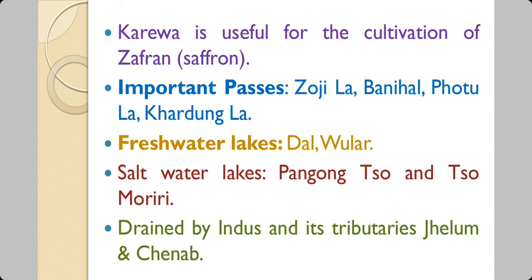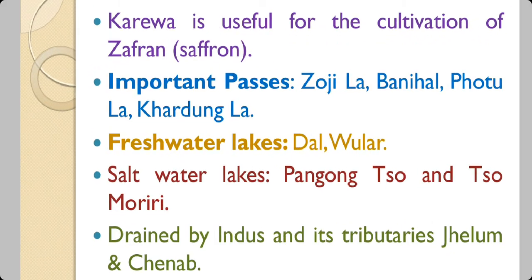Passes are the gap between two mountains which is low enough for people to cross. We have the Zojila Pass, the Banihal, and Potula and Kardungla. When you talk about this word La, it means a pass.